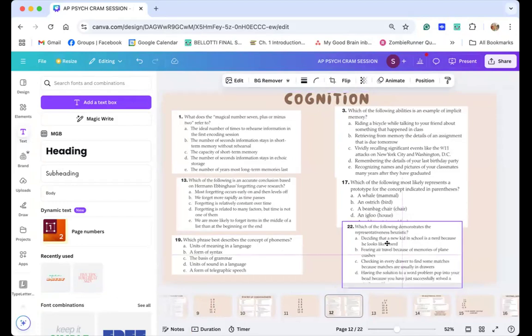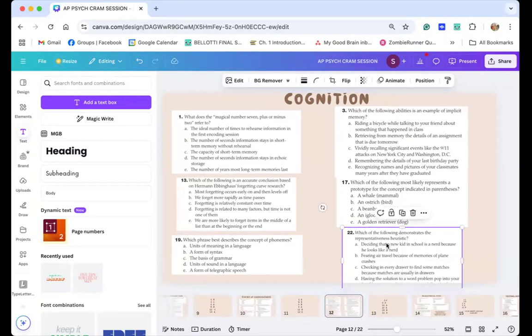So yeah, prototype of a dog is going to be a golden retriever, which is the best breed of dog, anyways. So we're going to go over number seven. Yeah, so 17 is going to be golden retriever dog. Someone also said number one, the magic number seven plus or minus two, and that's the capacity of your short-term memory, right? So you can remember seven things plus or minus two, so nine things or five things.